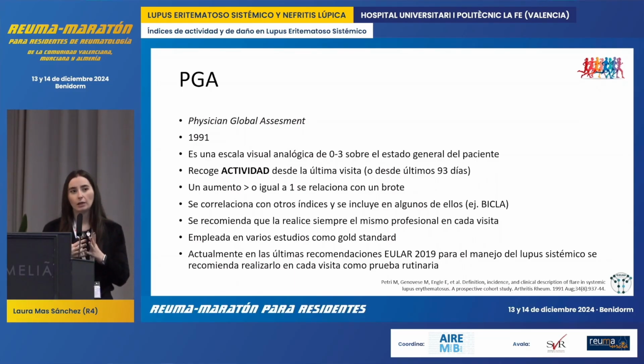An increase in this PGA of greater than or equal to 1 between one visit and the next suggests a possible flare-up, clearly indicating a worsening of the patient's condition. And it's a fairly simple index. It correlates with other indices and, in fact, is included within other indices that may be more complex, which can include it as an aspect to be assessed. Since it is highly dependent on the person performing it, it is recommended that, if possible, the same person always conducts it, the same evaluator, the same professional. In the past, it was used in clinical trials, sometimes even as a gold standard, but it has gradually become more standardized. In fact, the latest EULAR recommendations suggest performing it routinely at every visit.